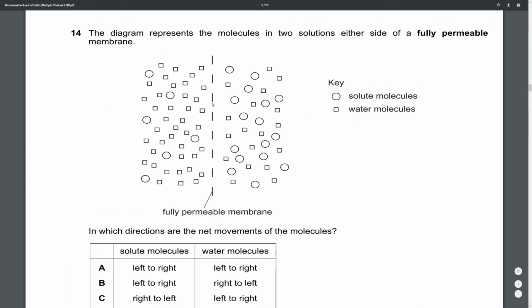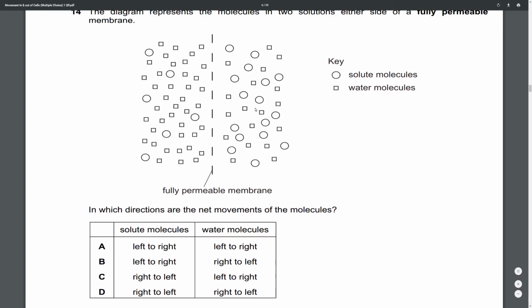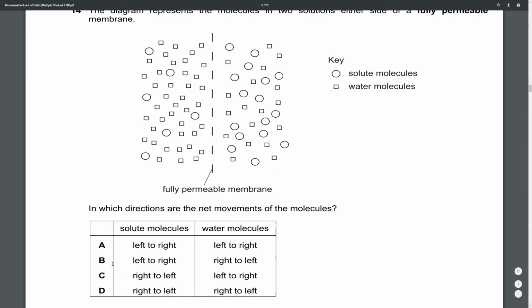This is diffusion right here, because osmosis is only through a partially permeable membrane. So basically, solute molecules: since there is a high concentration here and a low concentration here, salt molecules will move from right to left. So it's not the first, it's C or D. And then there's more here, so left to right. So this would be C again.